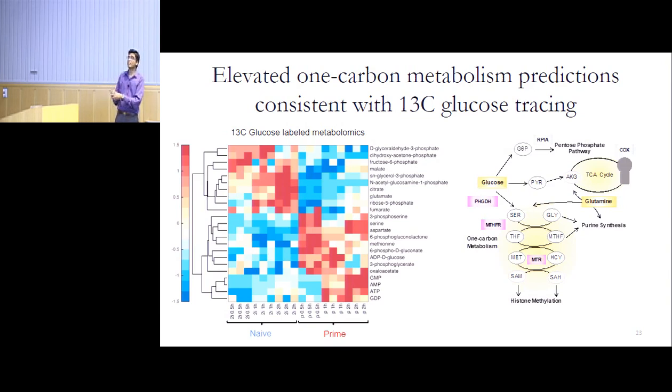Red is high, and prime cells are shown here, and naive cell data is shown here. You can see in the prime cells, radio-labeled glucose goes into serine, methionine, and phosphoserine, like the 1-carbon pathway. Whereas in the naive state, we see glucose accumulating into citrate, malate, and ribose phosphate. So in the TCA cycle and pentose phosphate pathway, which is consistent with what the model predicted.